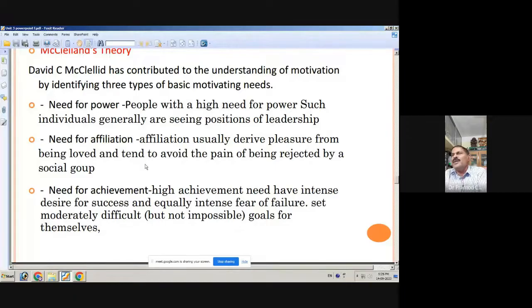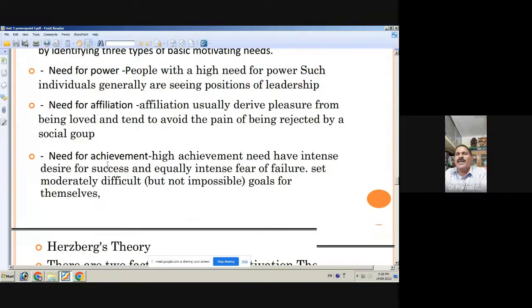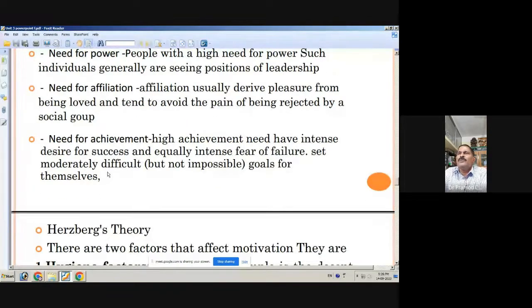Affiliation means people usually derive pleasure from being loved. When we become a leader, we must be loved by others, and we must avoid the pain of rejection. If the social group rejects you, then you will never become the leader. Achievement means that you have to achieve success. That is the intense desire of anybody.